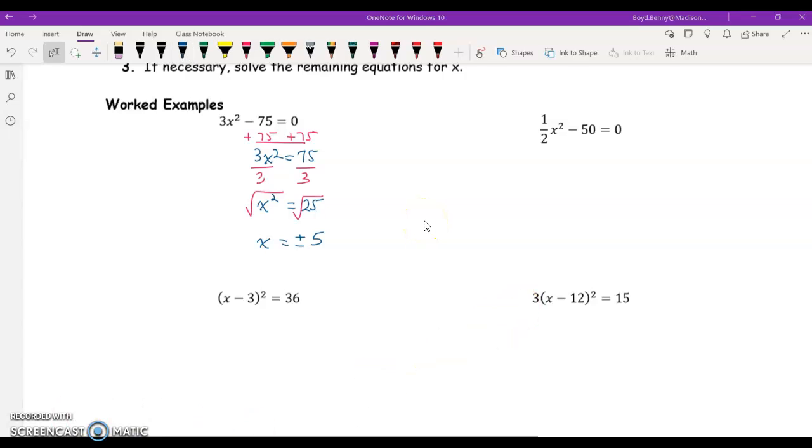Let's take a look at example number 2. It's a little bit different, but we're going to use the same strategies. In this problem, we're going to add 50 to both sides, because again, we need to isolate the squared term before we can take the square root of both sides. So 1/2 x squared equals 50. Next, we'll multiply both sides by 2.